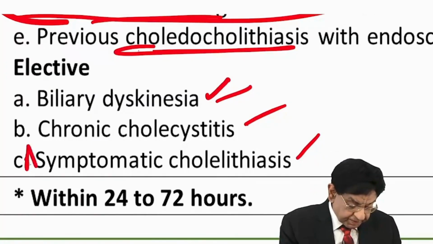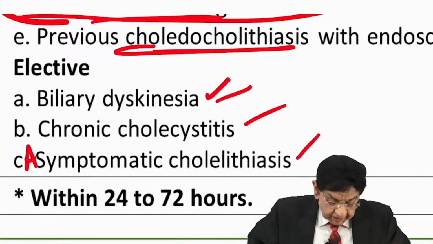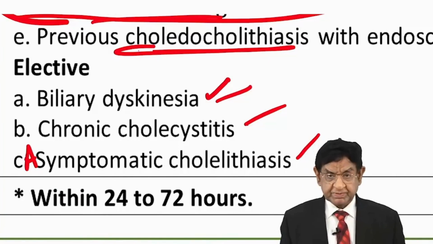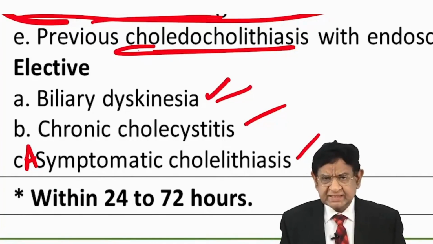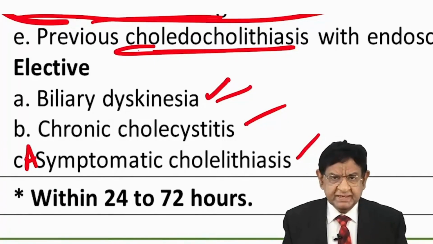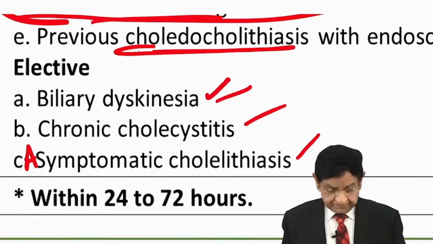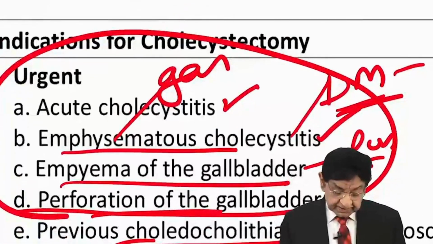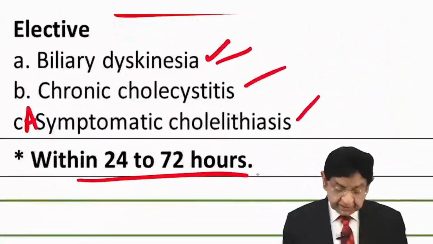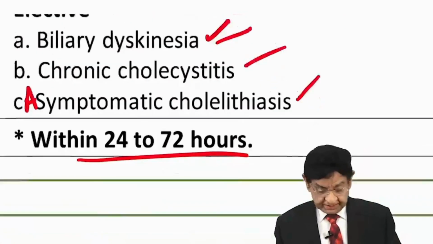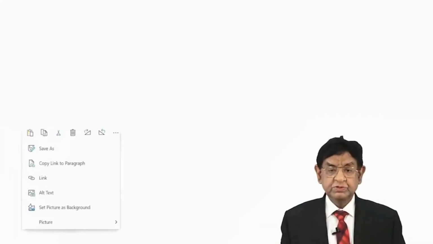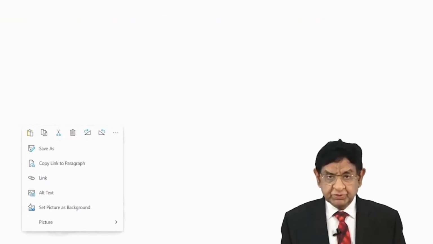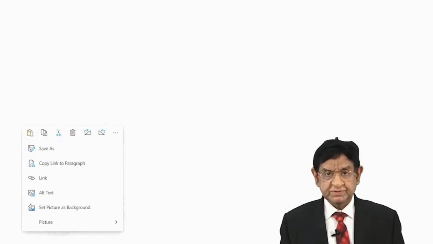Then asymptomatic cholelithiasis: the patient has no symptoms, but the stone is there. In such cases we are not in a hurry, we can plan, and elective surgery can be done. Acute cholecystitis, as I told you, means within 72 hours. So this was about gallstones. I hope you learned a lot about gallstones.